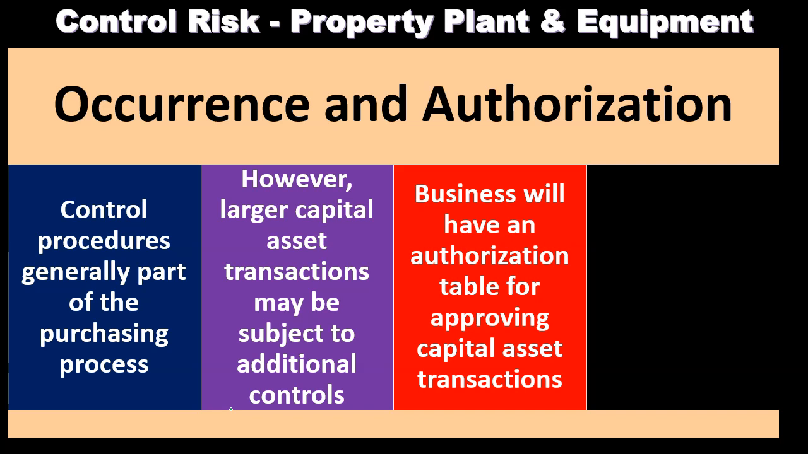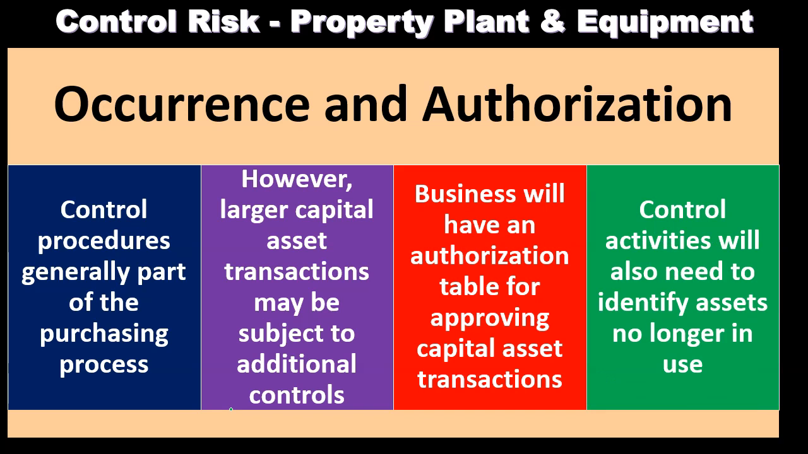Business will have an authorization table for approving capital asset transactions. Control activities will also need to identify assets no longer in use. So notice that's going to be another key concern for us as the auditor. Those assets that are now obsolete or not being used, that are property, plant, and equipment, they should be removed.